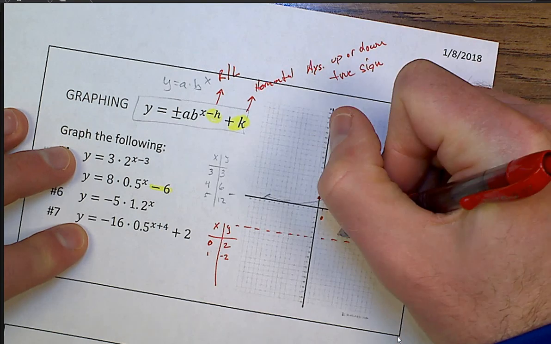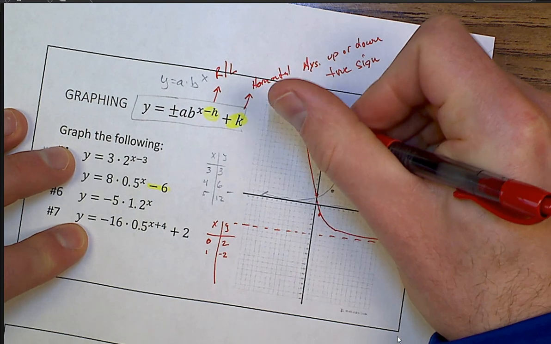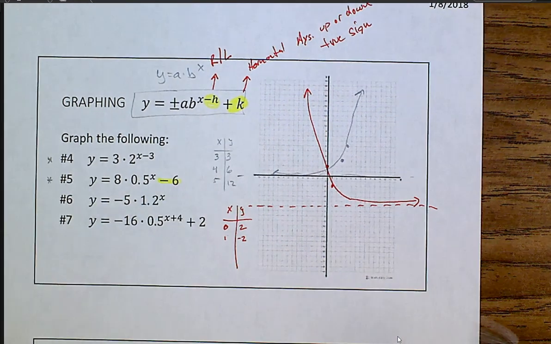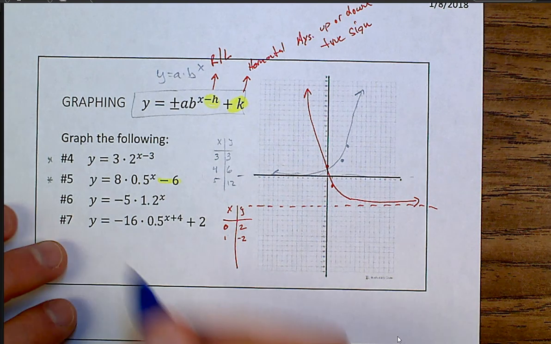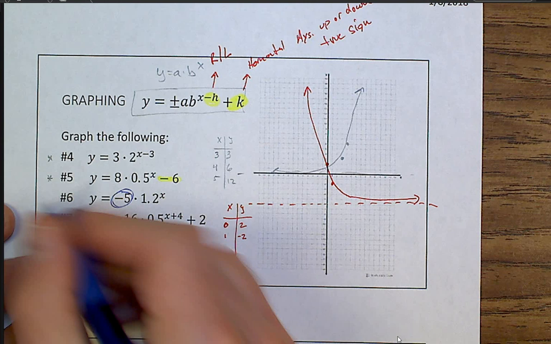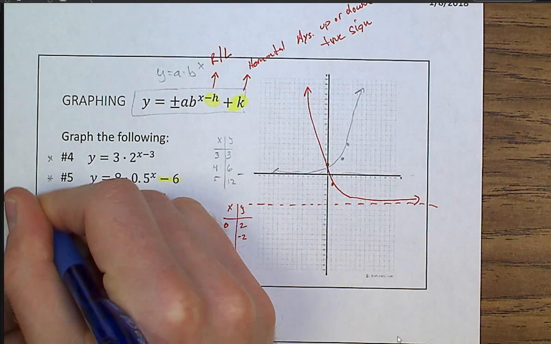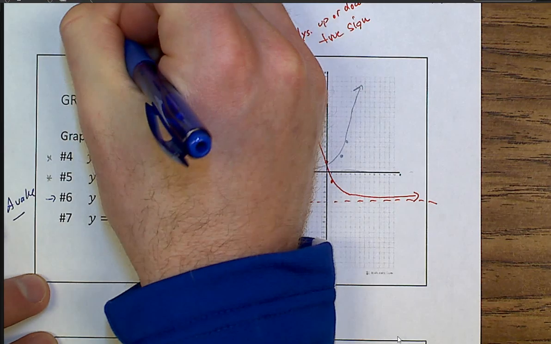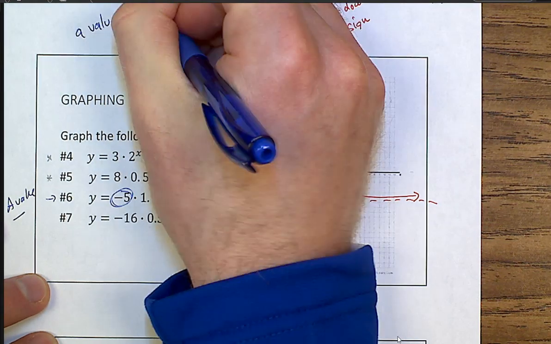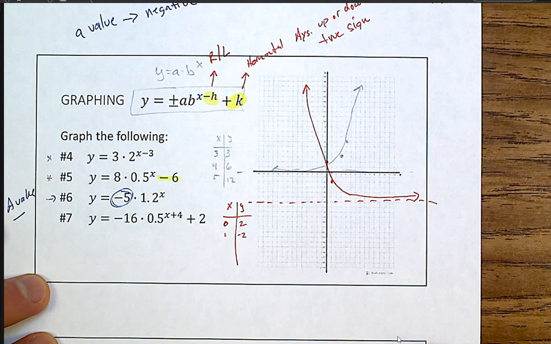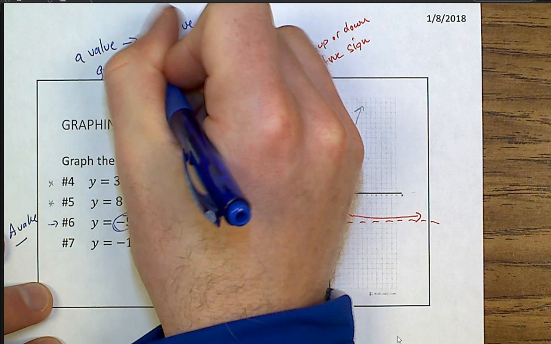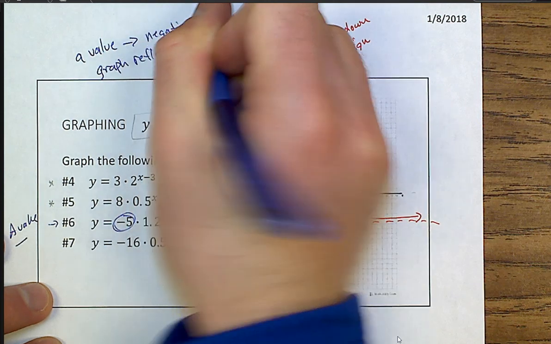I know I didn't do more points, but for the sake of time, you could keep more points going in there. But this dropped it down 6 units, okay? Now, the last one I want to do, I'm going to do in blue. What happens when your A value, so number 6, is when your A value is negative. Anytime your A value is negative, I'll just tell you right from the jump, that means your graph is going to reflect over the x-axis.